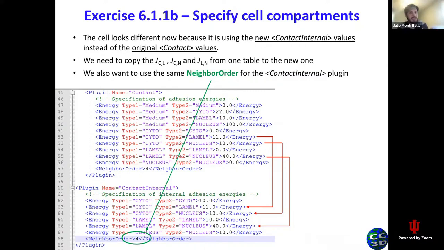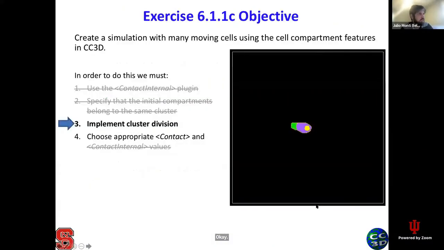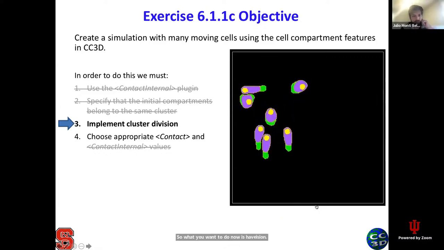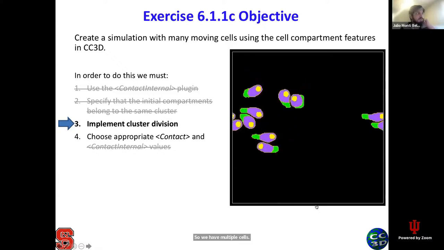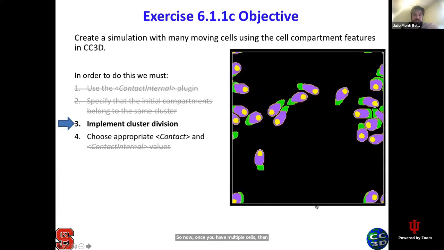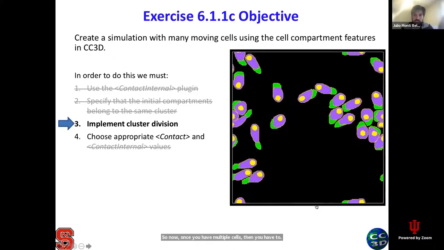All right. Okay. So hopefully you now have a cell that looks like this, and I guess most of you do. So what you want to do now is have cell division. So you have multiple cells, right? Once you have multiple cells, you have to go back and revisit external contact energies to make sure that they behave correctly, okay?